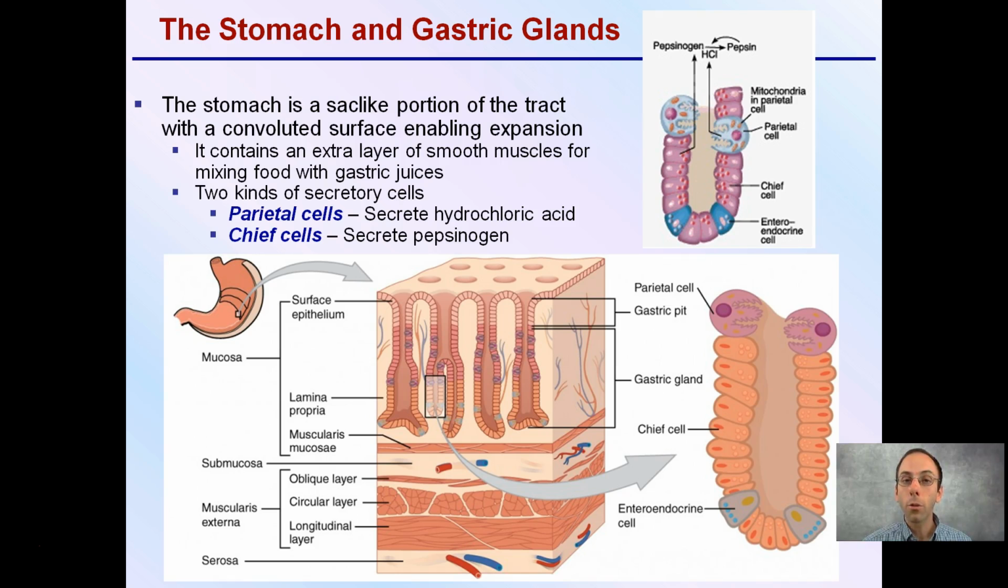It contains an extra layer of smooth muscle for mixing food with gastric juices. It doesn't just hold it as a sac, it can kind of move and mix that. It has two kinds of cells, parietal cells, which are the cells that are secreting hydrochloric acid, and chief cells, which are secreting pepsinogen. So we see examples here, our parietal cells and our chief cells, both secreting their respective substances. This is very important for our digestive process.